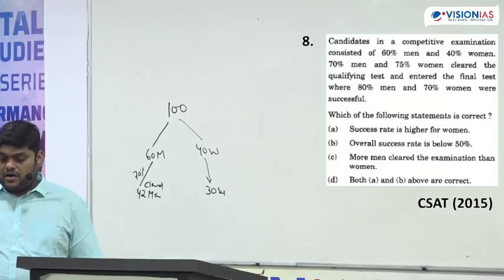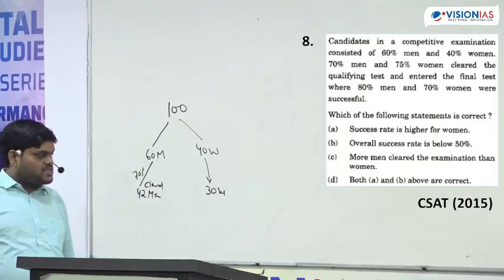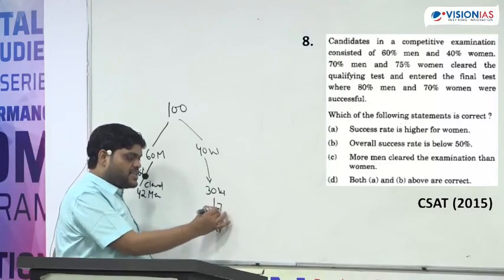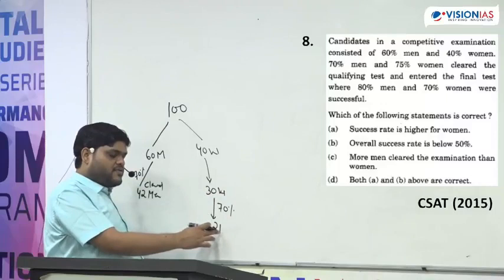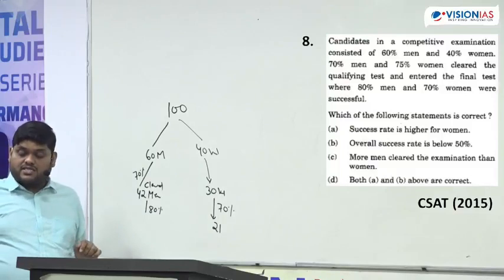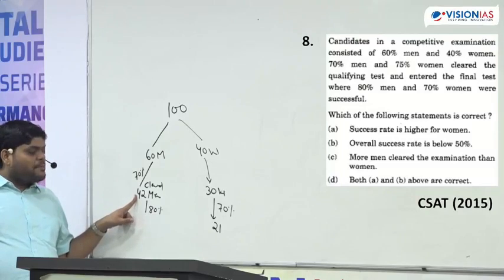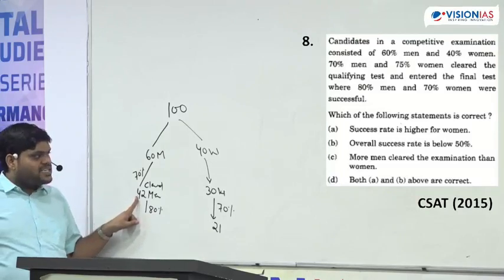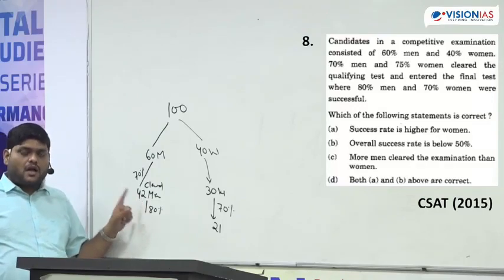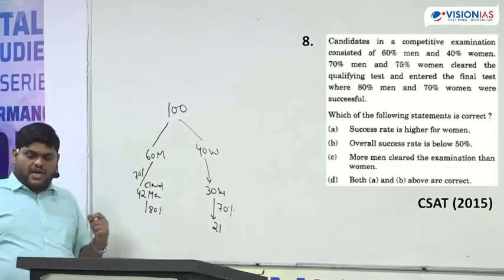Now, in the final test, 80% men and 70% women were successful. So 70% of 30 women is 21, and then 80% of 42. Now, there is a problem here. If we simply find 80% of this number, it will come in decimal. Why in decimal? Because 10% is 4.2, so for 80% we have to multiply by 8, and it will come in point.